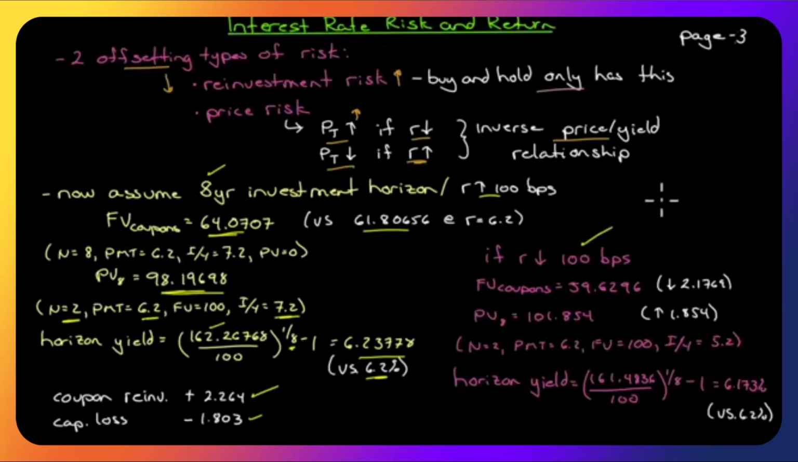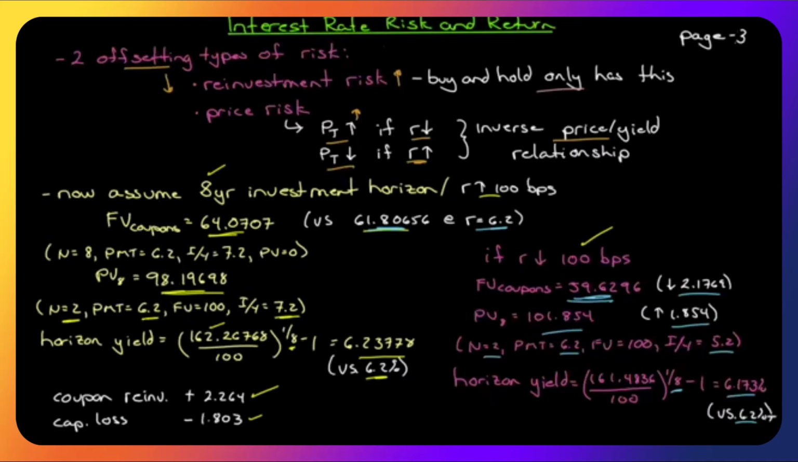Let's lower interest rates by 100 basis points. Here we raised it. Let's lower it. Let's see what happens. Future value of coupons is now 59.6296. So it's down 2.1769 from what it would be had rates not changed. But look at our price. With 2 years left, with a 6.2% coupon and a 5.2% yield required, we end up with a premium bond. It's 1.854 higher. Our horizon yield, take the 59, add it to the 101, you'll get 161. Over 8 years, we get 6.173, very close to the 6.2.